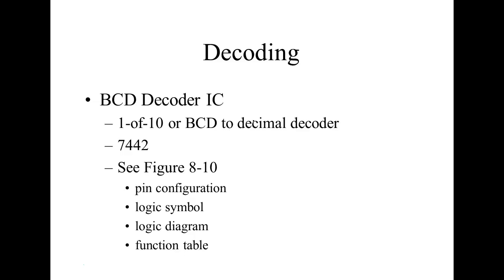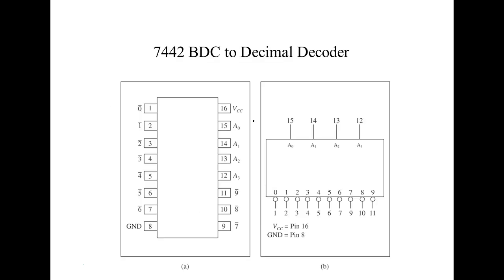Then we have a 7442. This is a 1 of 10. So this guy here does not have any enables or disables, sort of. It does it on itself. So we got 4 inputs, we got 10 outputs, 0 through 9, and this guy really gets people confused.